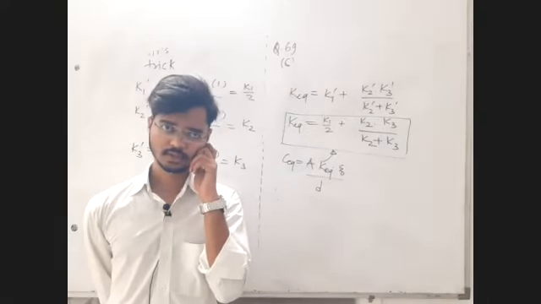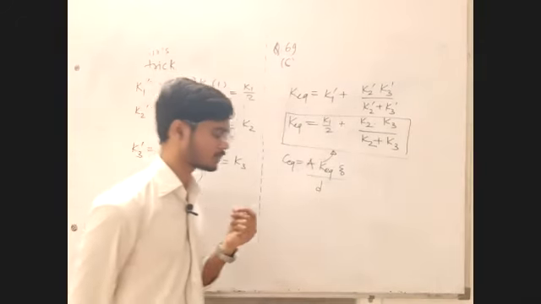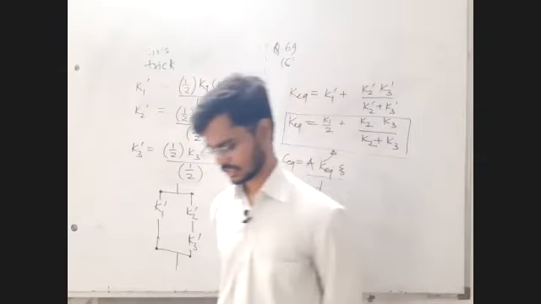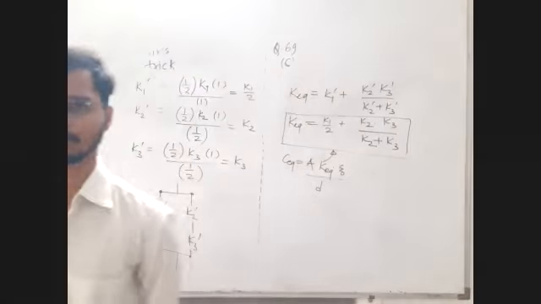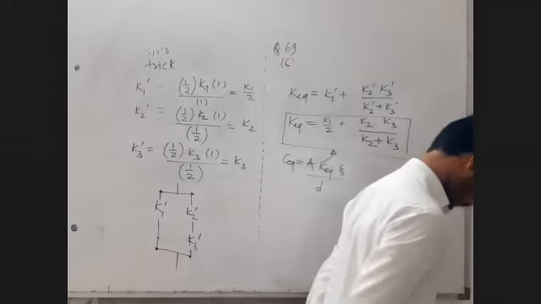Just keep on listening and replying. I'm not writing anything on the board, just keep on listening. So electromagnetic waves are produced because of accelerating charges. Charge not moving with constant velocity.